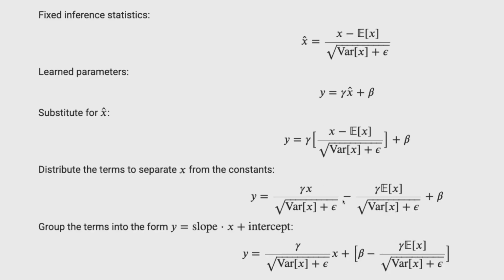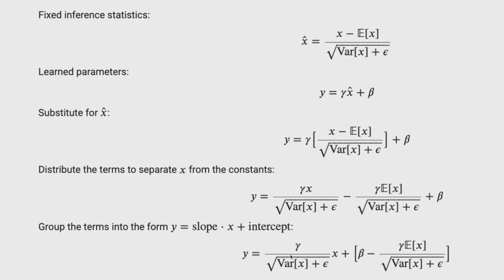We're going to move this x down here so it looks more like y equals slope times x plus intercept. And then we're going to group these two terms, beta minus gamma times the moving average of mean divided by the square root of the moving average of variance. So we get this y equals mx plus b form. So that's what we're looking at during inference.